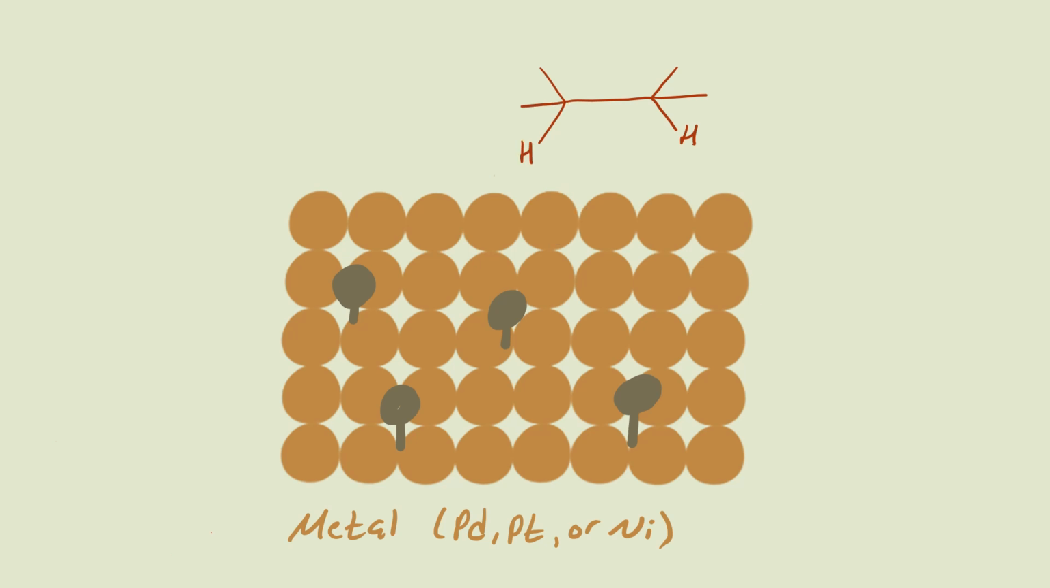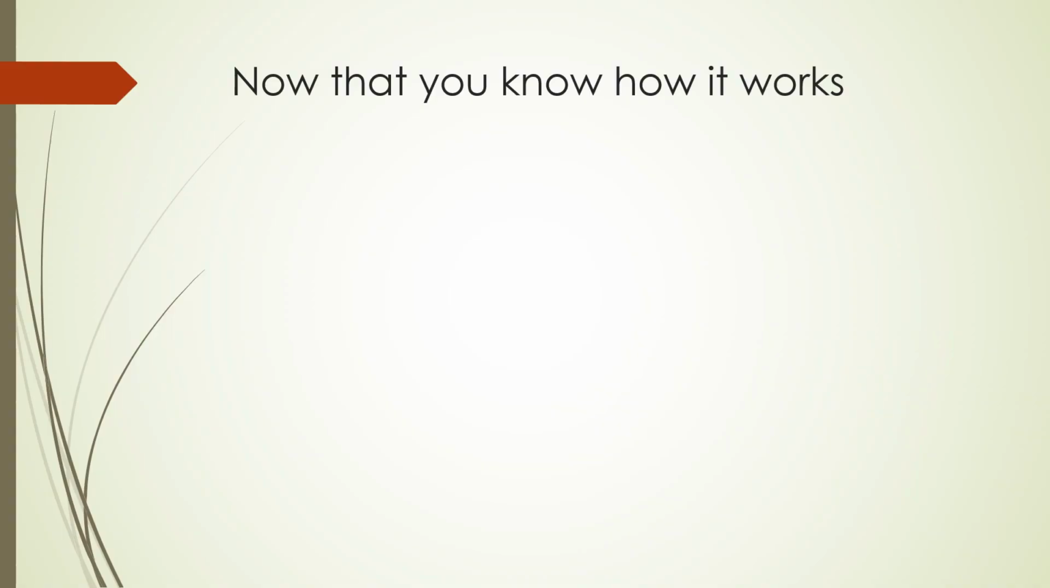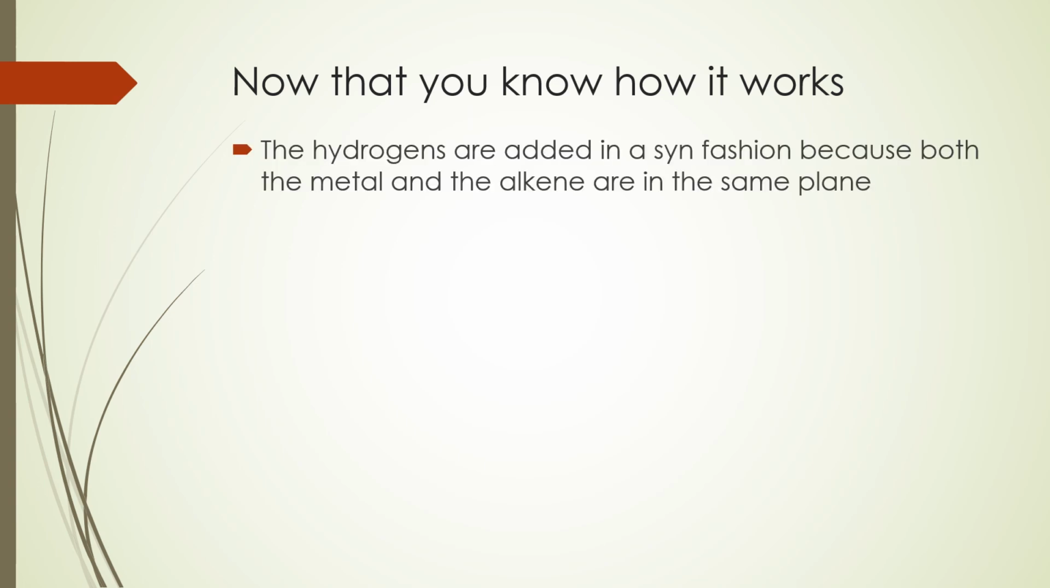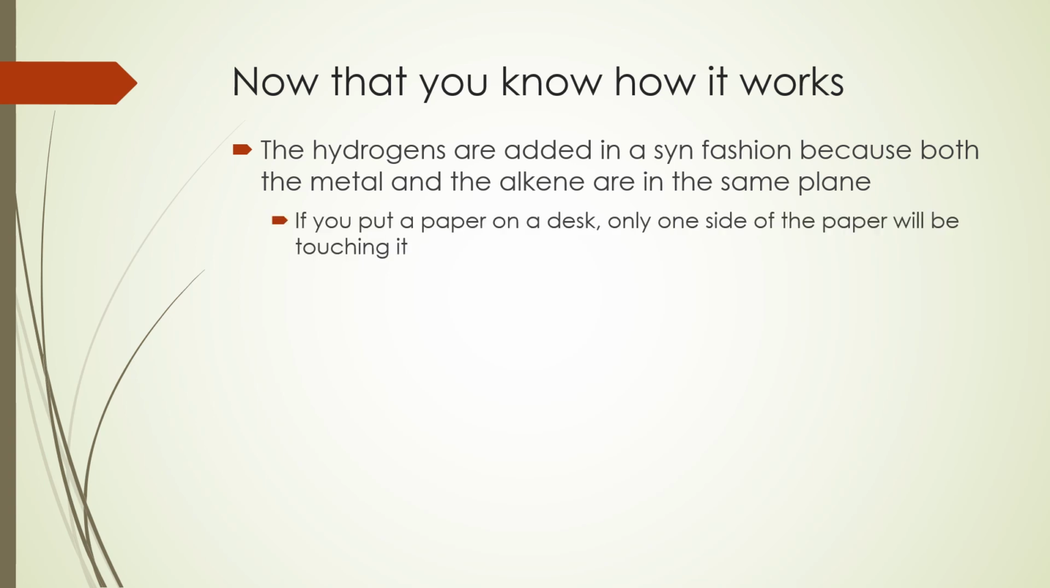Once both are added, there is no longer a pi bond to keep the alkene, now alkane, complexed with the metal, so it is released from the surface. Now that you know how this mechanism works, the hydrogens are added in a syn fashion because the metal and the alkene are both in the same plane. Imagine putting a piece of paper on a desk. Only one side of the paper will be in contact with it.